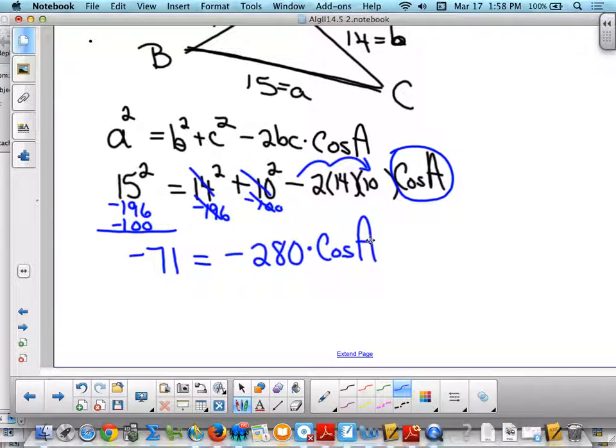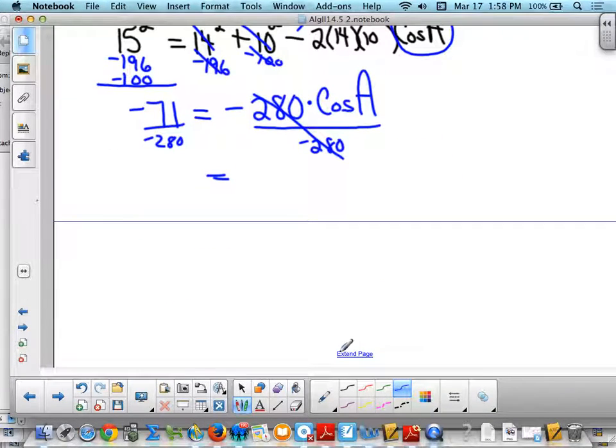Okay, now look at what it says. Negative 280 times cosine of A. How do you get rid of negative 280? Add 280 to the other side. No. Oh, man. Divide it. Opposite of multiplication is division. Okay? Now you get what? Cosine of A equals 71 over 280, right?